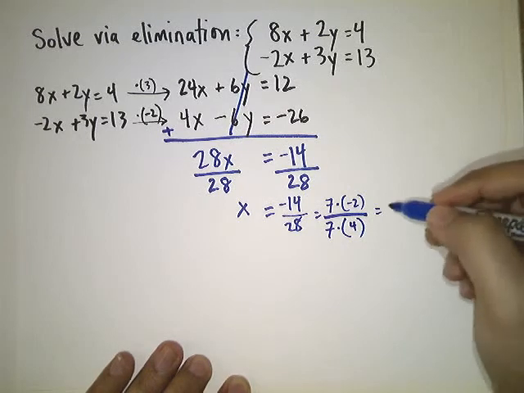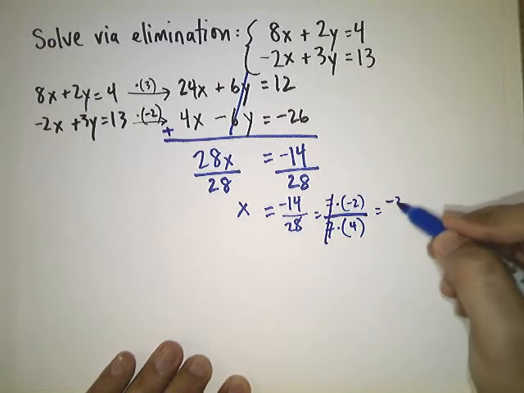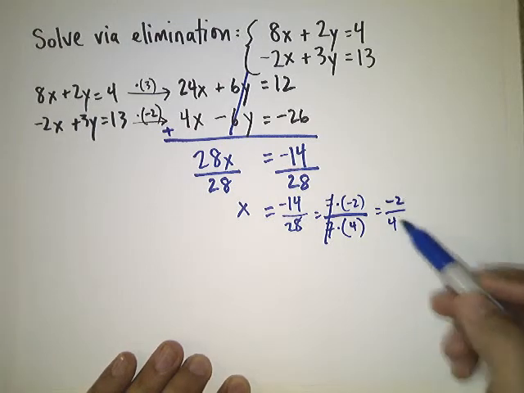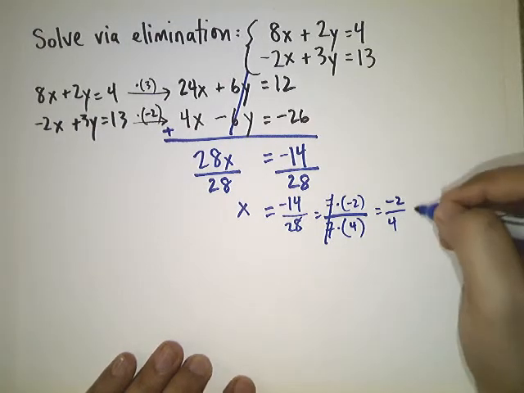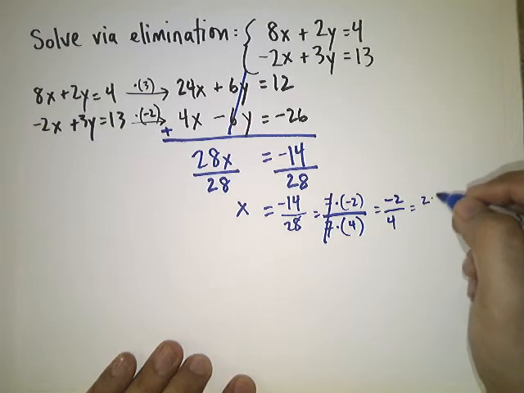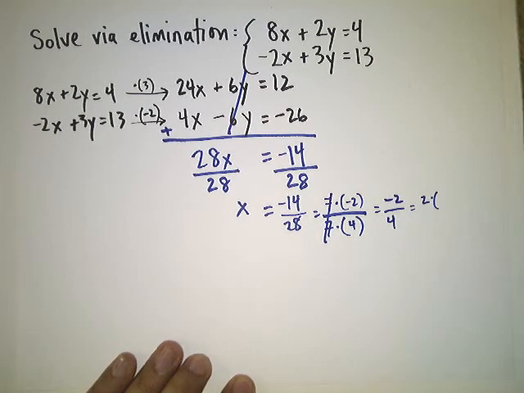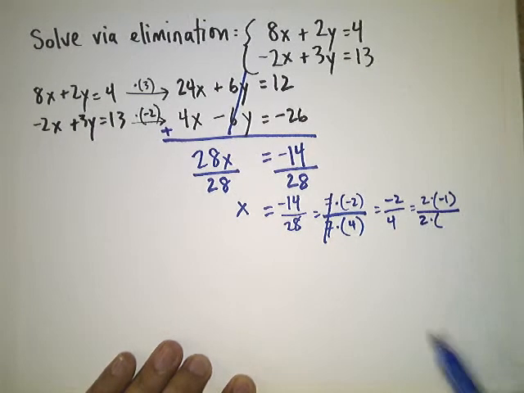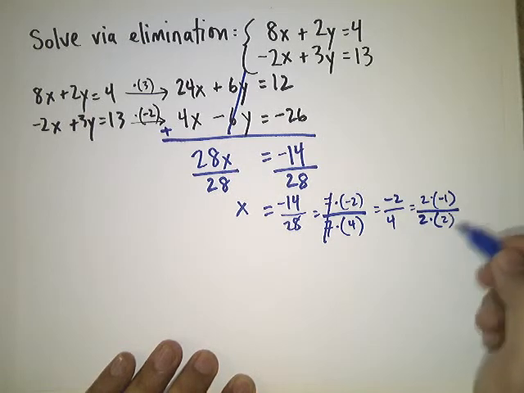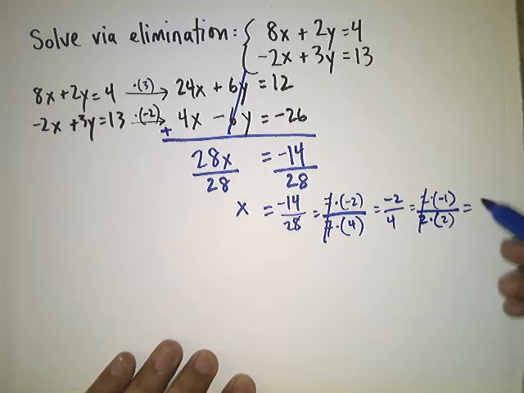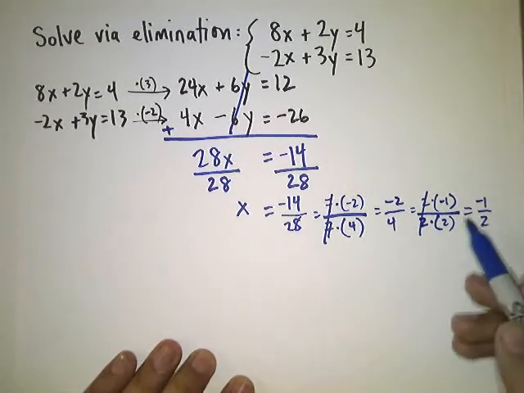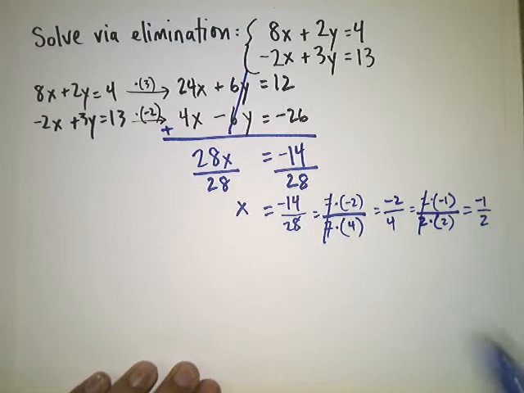Okay, well look, 7's cancel. That leaves us with negative 2 fourths. We're not done yet. Are there any numbers that go into negative 2 and 4? Of course, there's 2. 2 times something gives me negative 2. Well, that's negative 1. 2 times something gives me 4. Well, that's 2. So 2's cancel. This is negative 1/2. That's what x equals. Negative 1/2. Now we can take that and plug it right back in to one of the original equations.